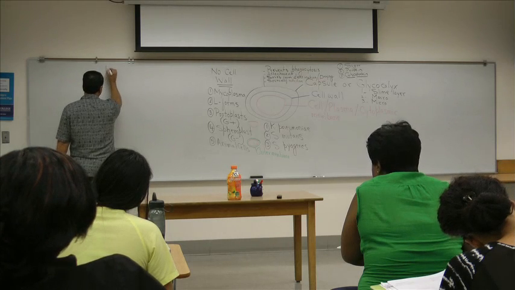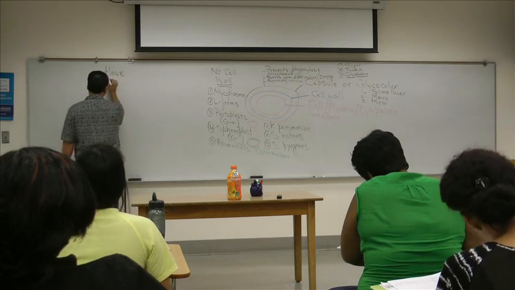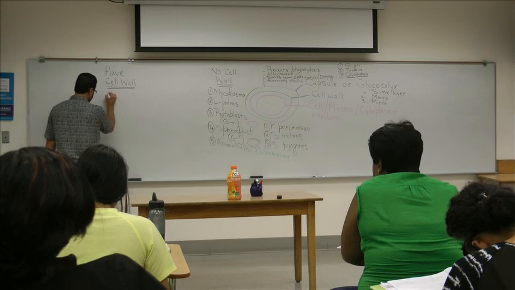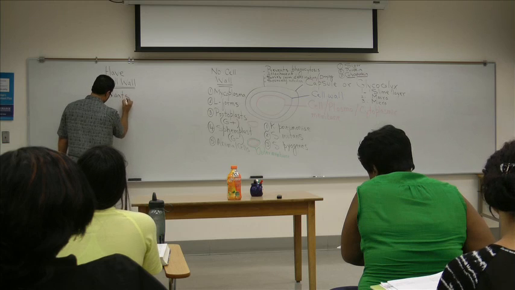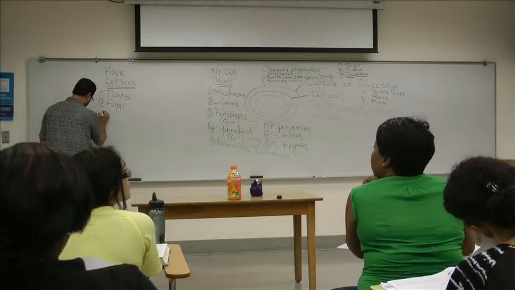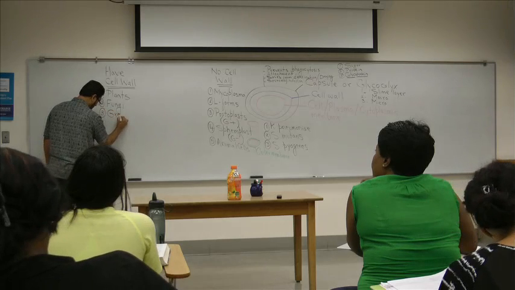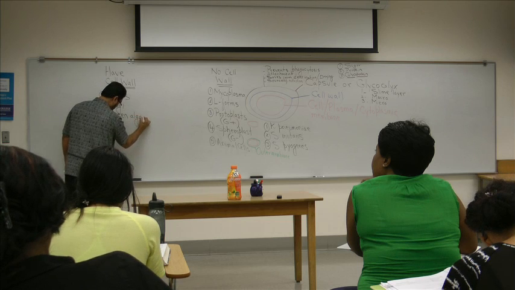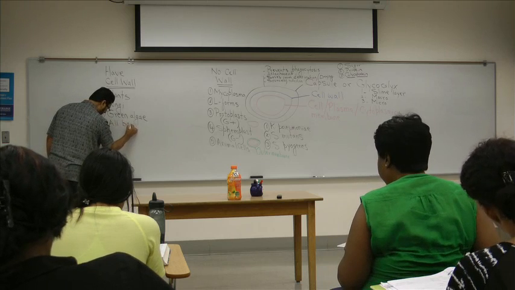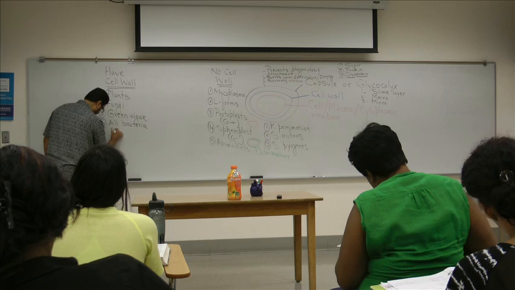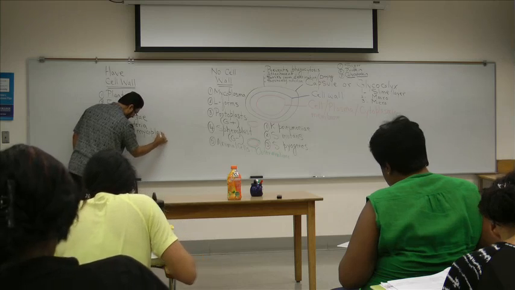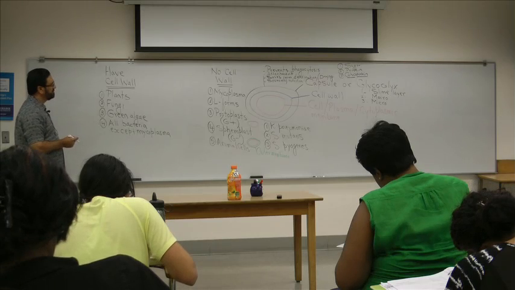So what types of cells have cell wall? Plants, fungi, green algae, all bacteria except mycoplasma. Okay, that's it.